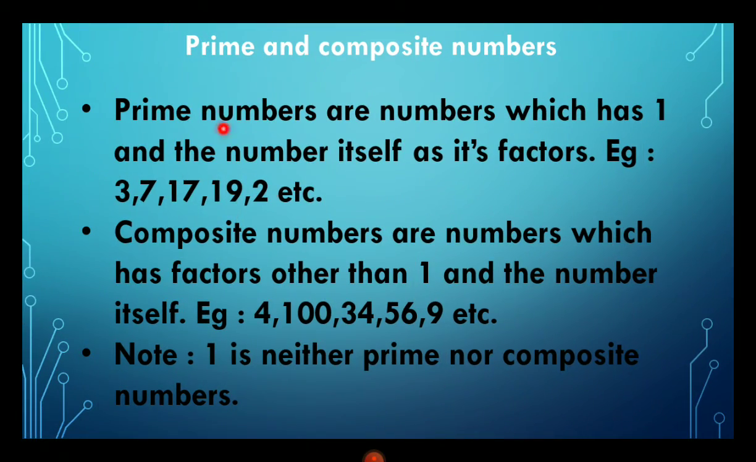Now, let's look at prime and composite numbers. Prime numbers. Prime numbers are numbers which have 1 and the number itself as their factors. Example 3, 7, 17, 19 and 2. You know that 2 is the only even prime number in the number system. Okay, and 3 has only two factors, which are 1 and 3. 7 also has 1 and 7. 17 also has 1 and 17. 19 also has 1 and 19. 2 also has 1 and 2.